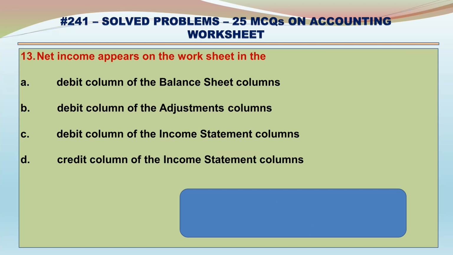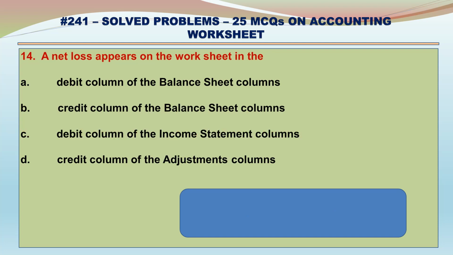13. Net income appears on the worksheet in the: Option A. Debit column of the balance sheet columns. Option B. Debit column of the adjustment columns. Option C. Debit column of the income statement columns. Option D. Credit column of the income statement columns. Answer C. Debit column of the income statement columns.